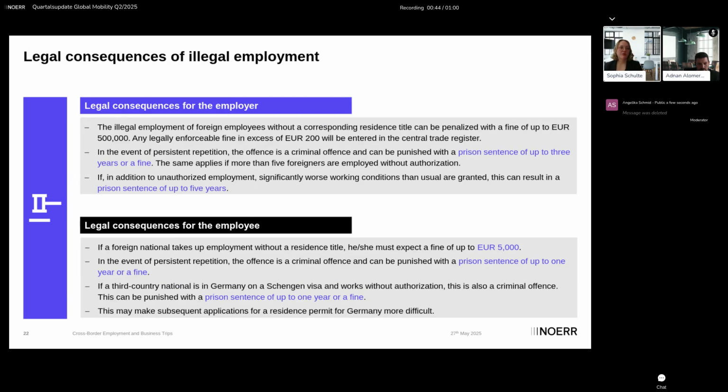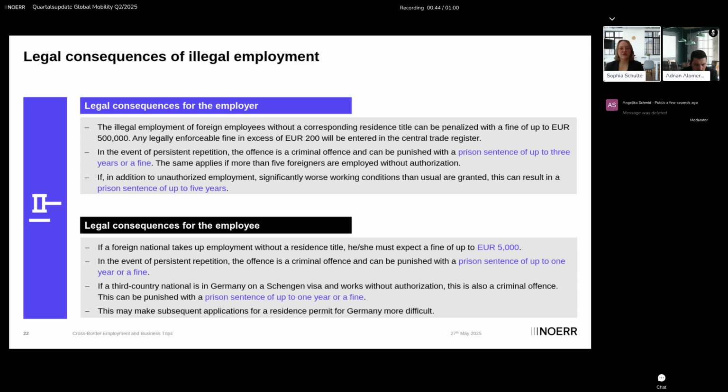Why is it important to keep in mind? Because there are harsh fines that may be paid if foreign employees are employed in Germany without the necessary visa or residence title or residence permit, as this is considered illegal employment. And this could be, for the employer, a fine of up to 500,000 euros. And this also can be entered in the Central Trade Register.